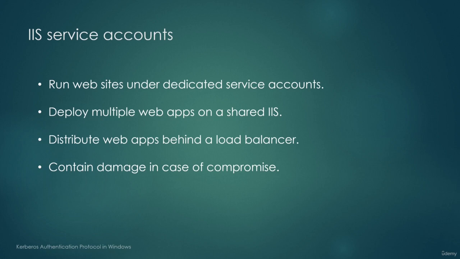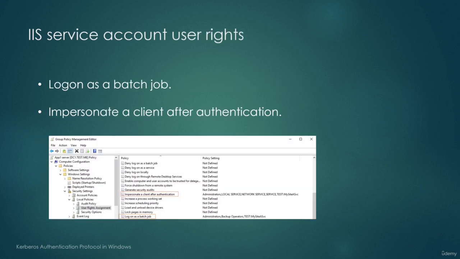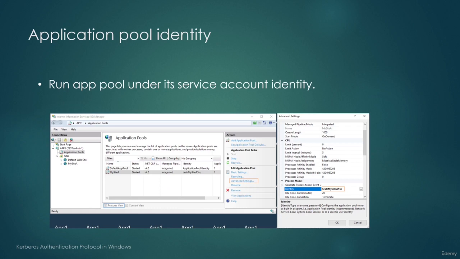Once we create a service account, register an SPN and create a corresponding DNS-A record, we can set the account to run the application pool associated with the website. The service account requires the logon as a batch job user right, and if clients need to be impersonated, it also requires impersonate a client after authentication. Here we configure the website's application pool to run under the service account's credentials.